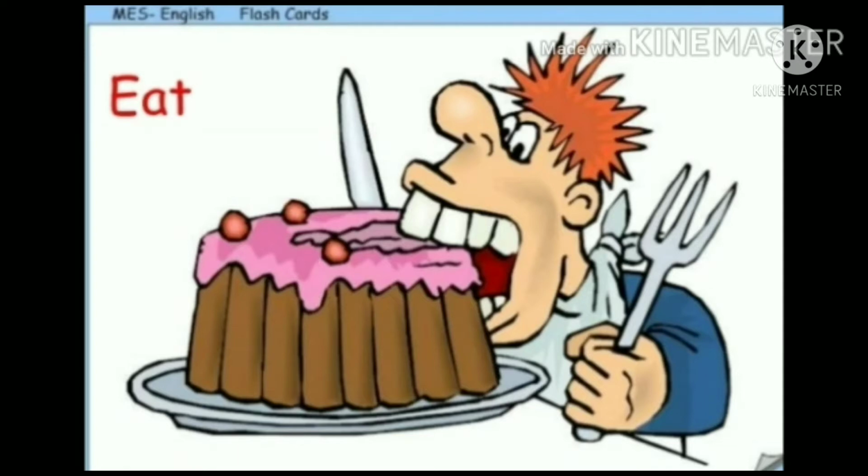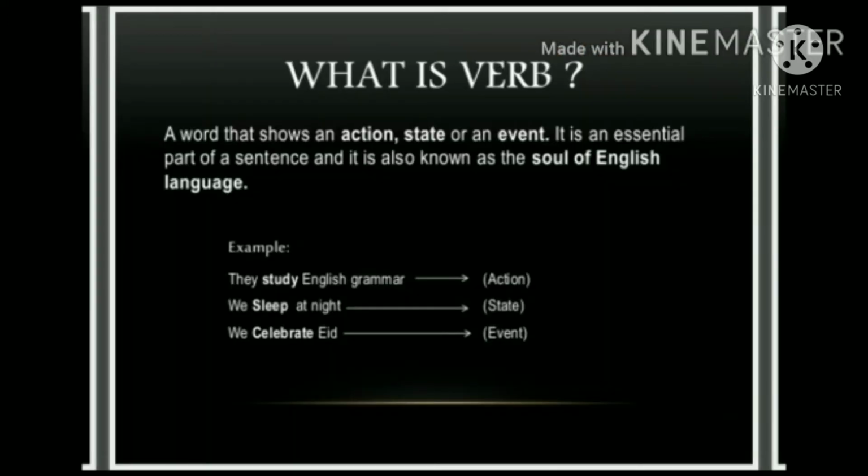These words are action words. And action words are known as verbs. Verbs are also called doing words. Now, let's read the definition of what is a verb. A word that shows an action, state, or an event. It is an essential part of a sentence and is also known as the soul of the English language.